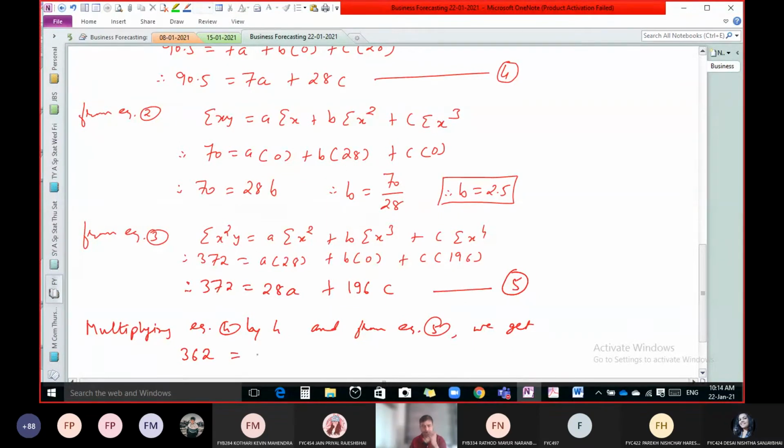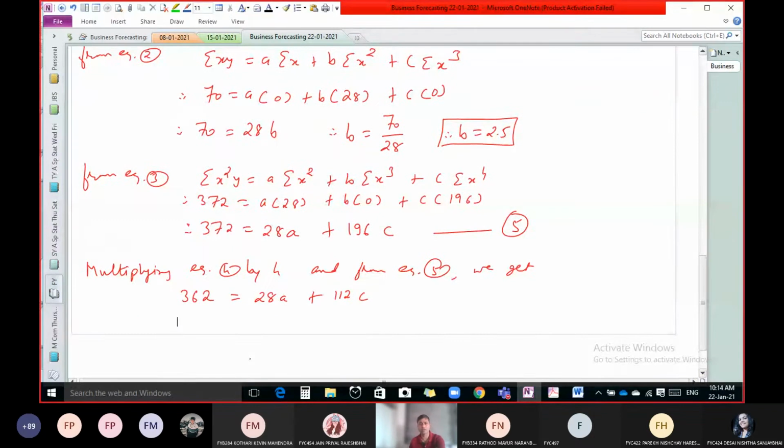362. Then what we get here? 28a. And 28 into 4, that is 112c. So we have equation 4, multiplying equation 4 with 4 we get this thing. And now see equation 5, that is 372, keeping that as it is.